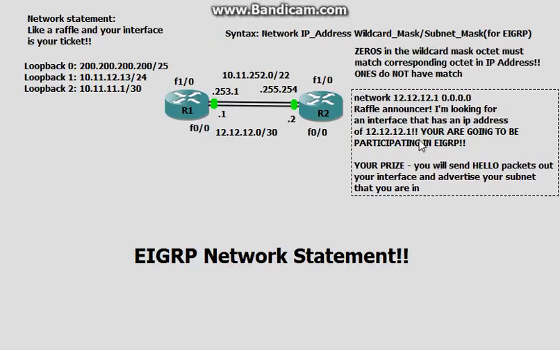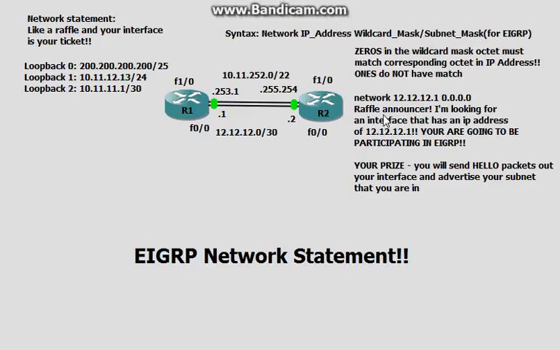So here, if we were to put in this statement in EIGRP, network 12.12.12.1 followed by a wildcard mask of 0.0.0.0. Now keep in mind, zeros in the wildcard mask must match the corresponding IP address octet. So that means, think of the raffle announcer saying, I'm looking for an interface that has an IP address of 12.12.12.1. You are going to be participating in EIGRP. Woohoo! And your prize? You will send out hello packets out your interface and you will advertise the subnet that you are in. That is the most important thing right there.